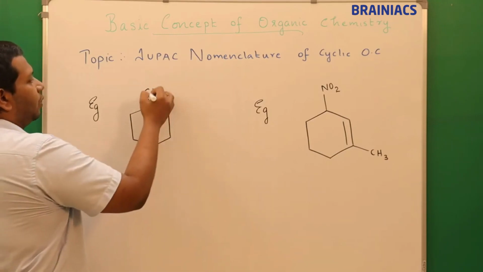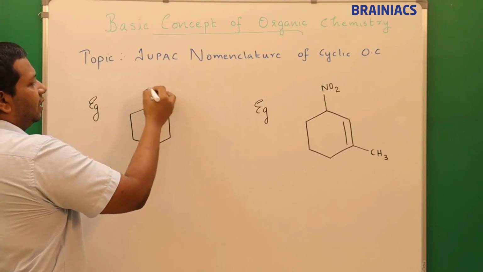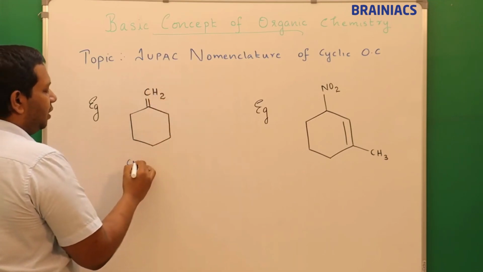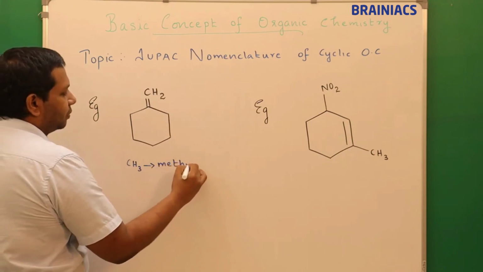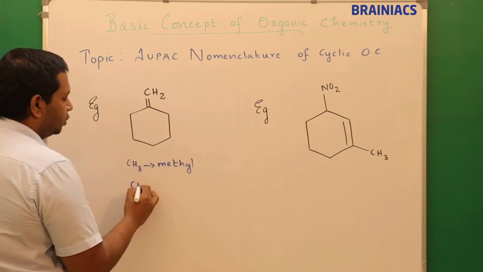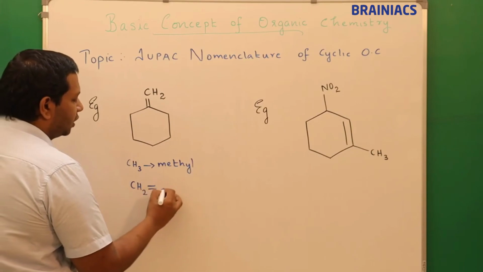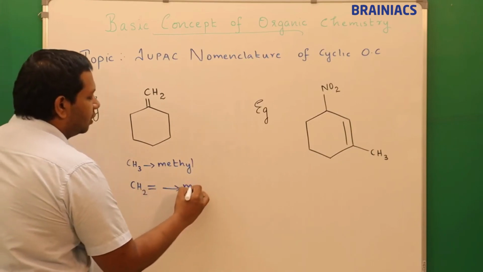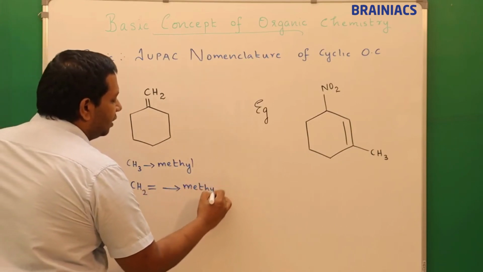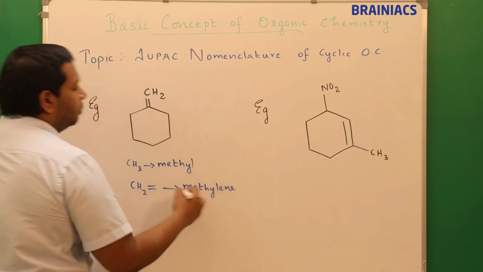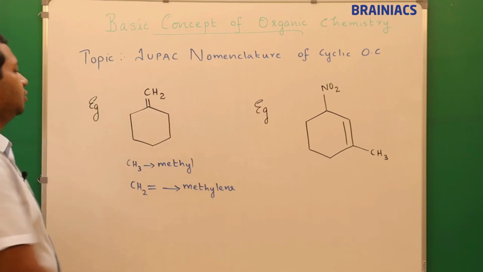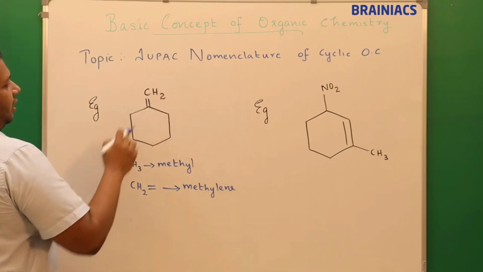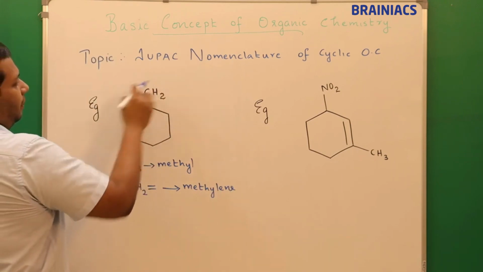So what should be the answer here? We know what the substituent is here: methyl. If it is CH3, we use the term methyl. If it is CH2 with 2H replaced, then we use the term methylene, or methylidene. Both are correct; commonly we use methylene. So what should be the answer here? I can say methylene.